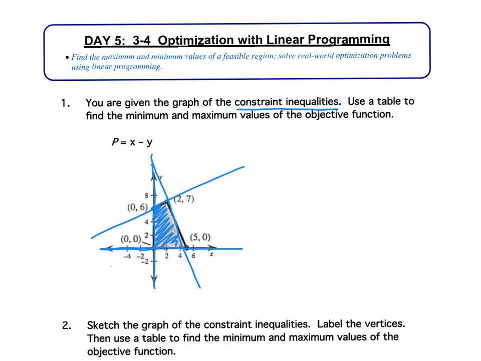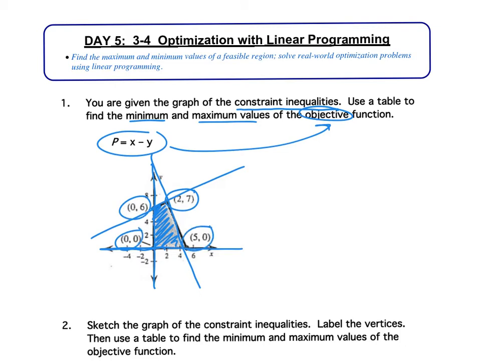Now what we need to do is find the minimum and maximum of the objective function. This is the objective function right here. So we want to find the minimum and maximum of this function within the shaded region. Now a key idea here is that the minimum and maximum is always going to occur at one of the vertices. So it's not going to occur at just any point in the shaded region, it's going to occur at one of these vertices. So here's what we're going to do.